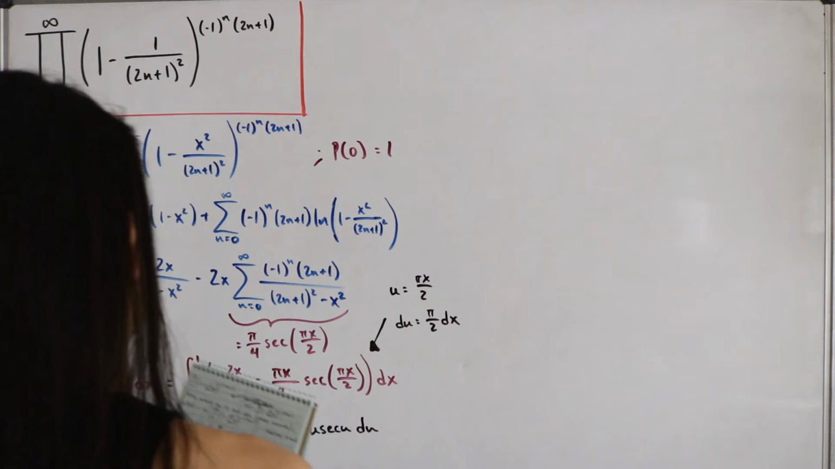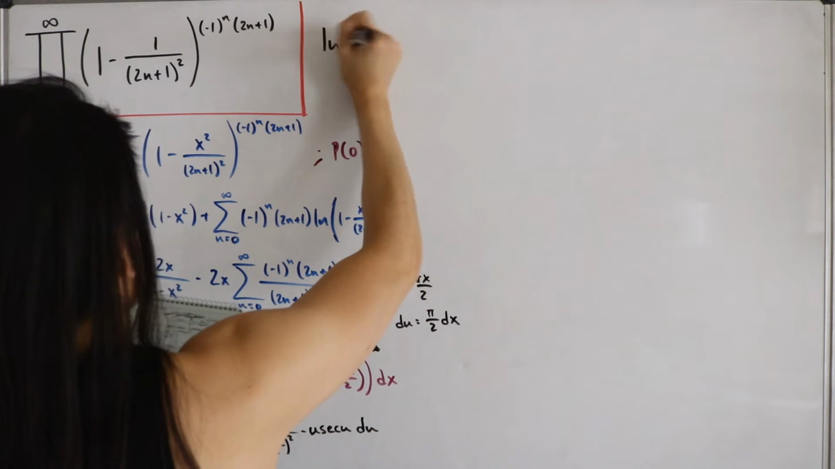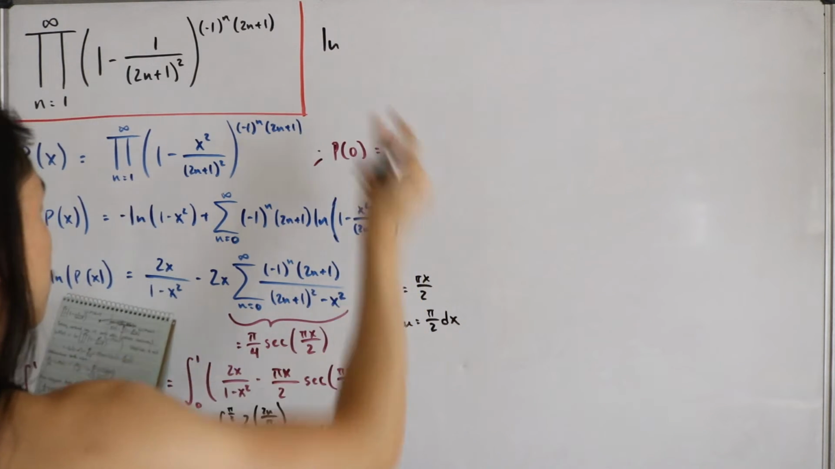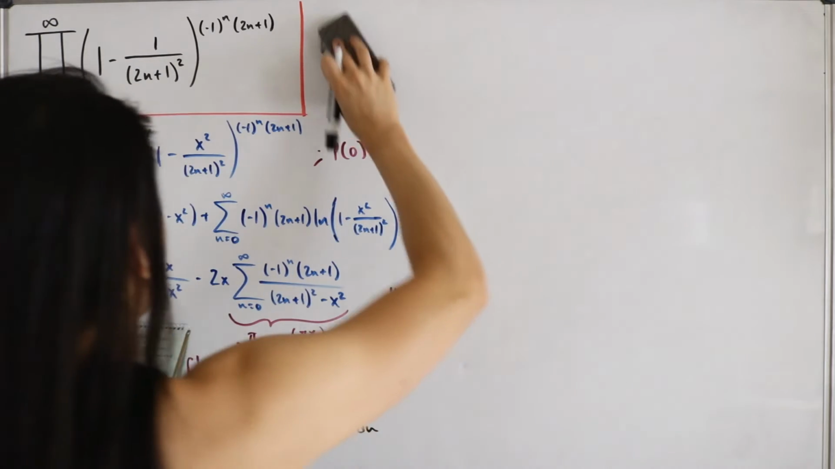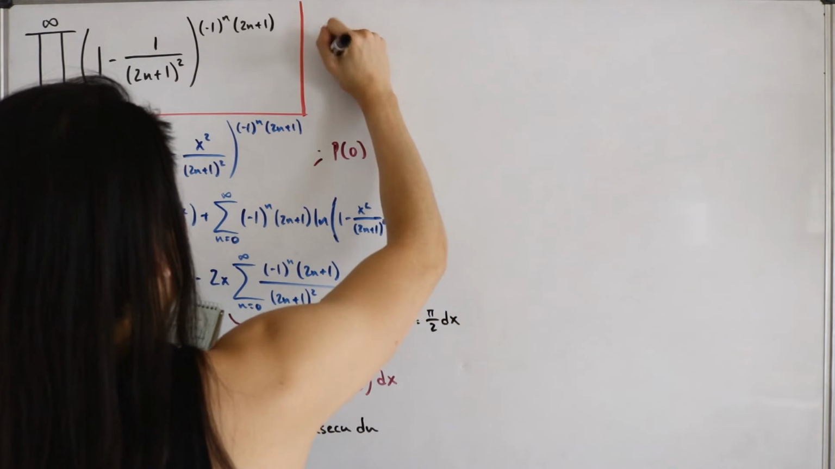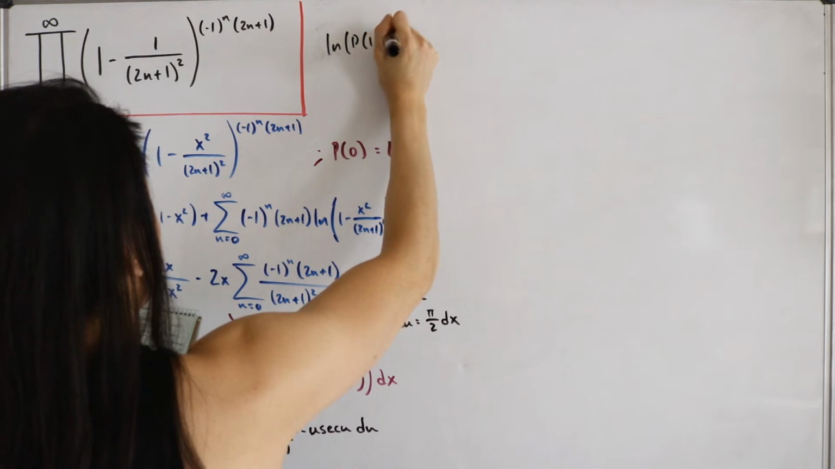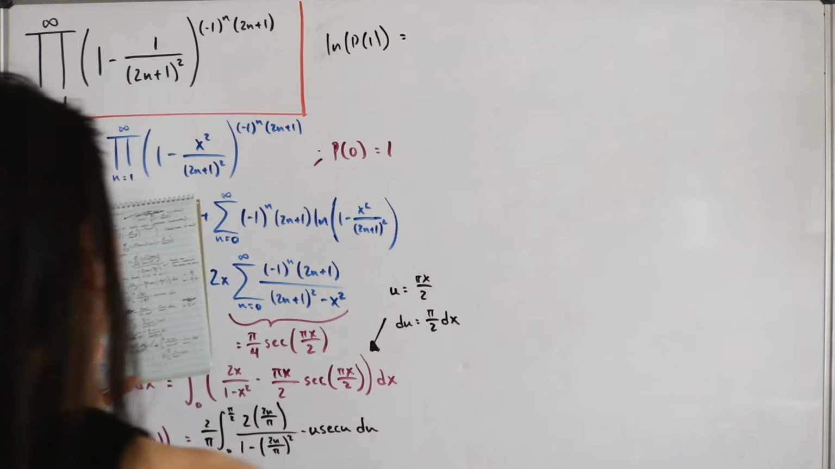To continue forward with this calculation, to reiterate everything so far, we have shown that we're left with just ln of p of 1. So ln of p of 1, and then now just evaluate all this together.